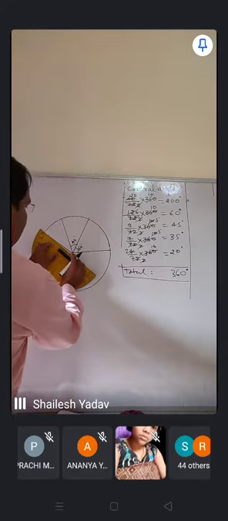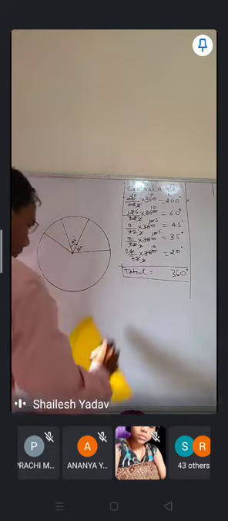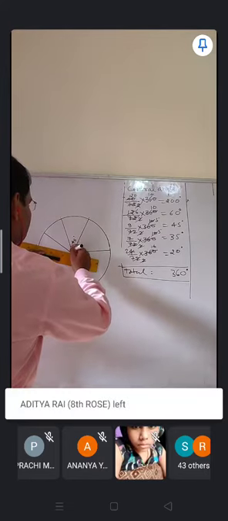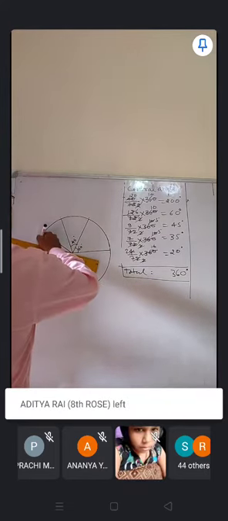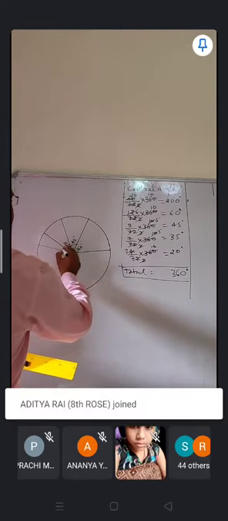So again you will put it here and then you will draw the 20 degrees. Here it is 20 degrees. So mark that 20 degrees and you need to join it. So it is 20 degrees and this is 35 degrees.